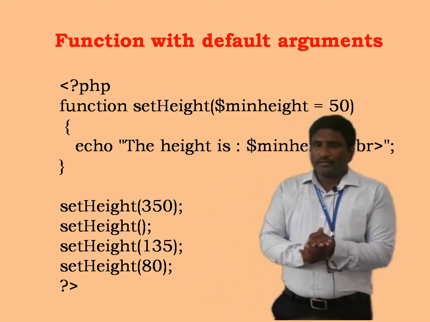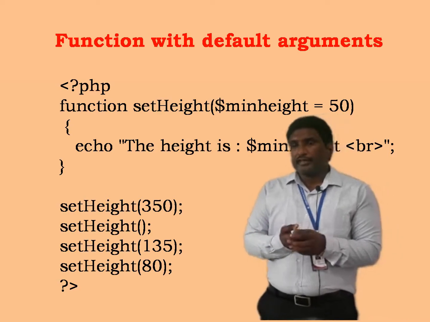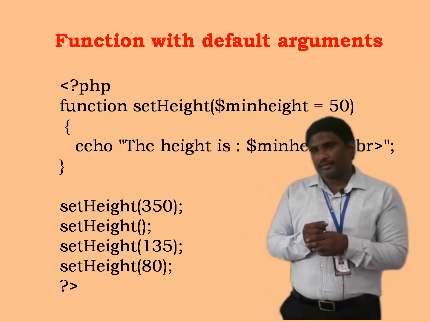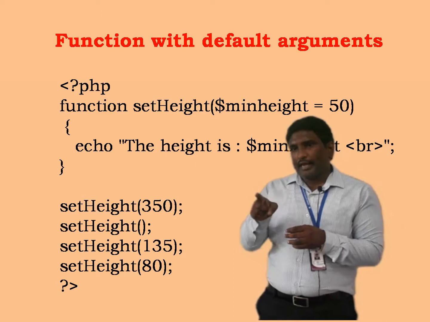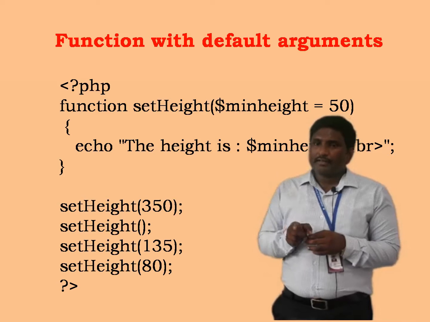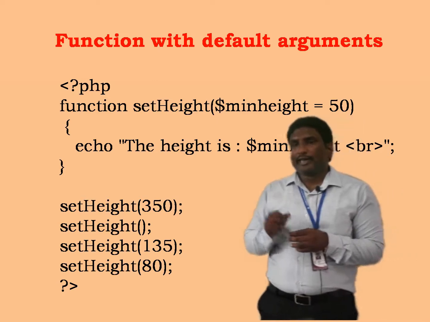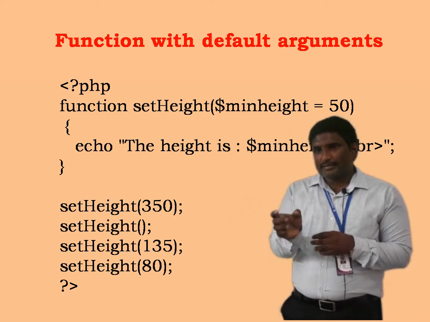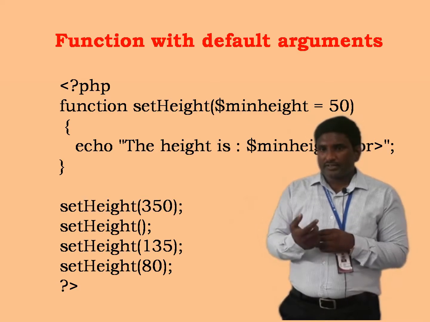Next, function with default arguments. Suppose I did not pass a value to the function, what output are we going to get? Here I have written the function name setHeight, with the argument $minheight, and I also assigned the value of minheight as 50. In this scenario, $minheight is a variable of what type? Integer, so it can accept only integers. I am printing here: echo the height is minheight. I call this function 4 times.